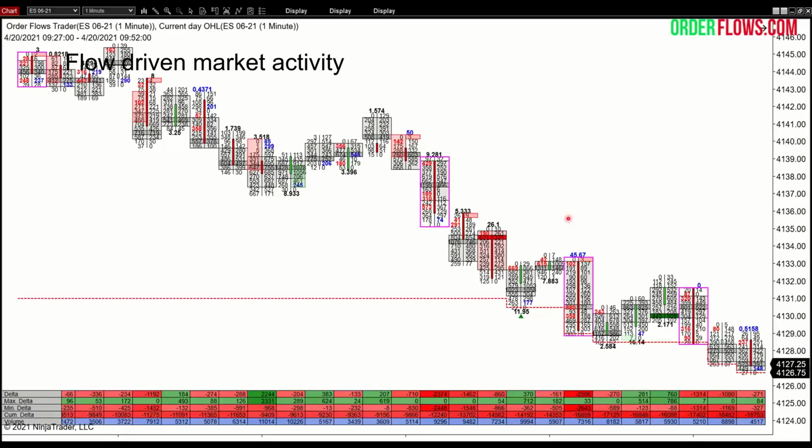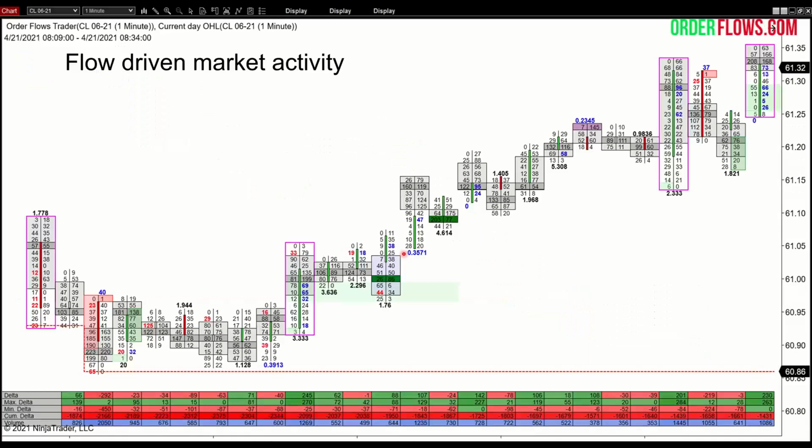Now, a flow-driven market, you see things completely different. You see big delta numbers in a direction, right? You see minus 700, minus 2,000, minus 1,400, minus 800. You're seeing a lot of imbalances in a bar. Here you're seeing selling imbalances, selling imbalances, selling imbalances, selling imbalances, right? You're not seeing a whole heck of a lot of buying imbalances. Sure, there's a couple mixed in, but mostly what you're seeing is aggressive selling, right?